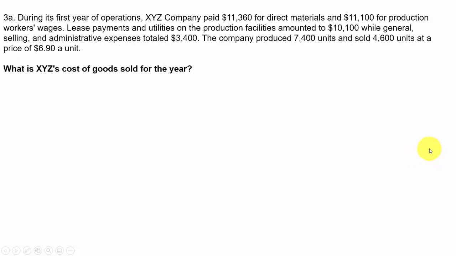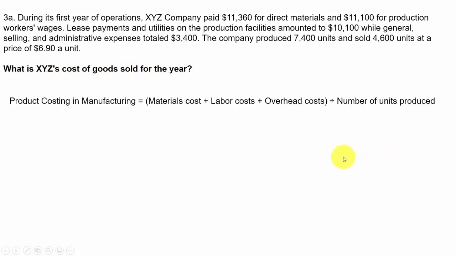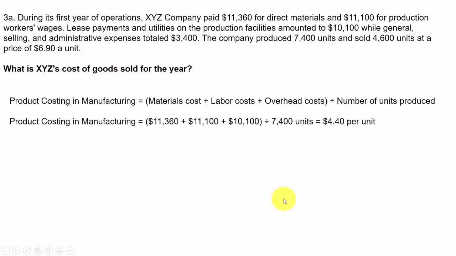Third question. They want to know what is XYZ's cost of goods sold for the year. Okay, cost of goods sold, the first thing you have to figure out would be, in this situation, the product costing in manufacturing is going to be equal to these 3 pieces: material, labor, and overhead. And you divide that by the number of units produced, and that'll give you the cost per unit. But again, they want to know cost of goods sold for the year.